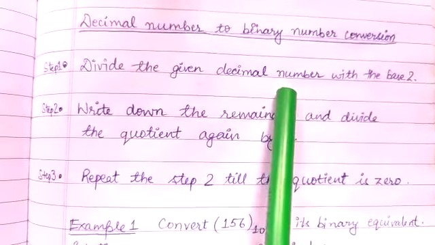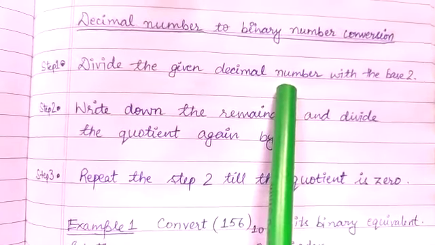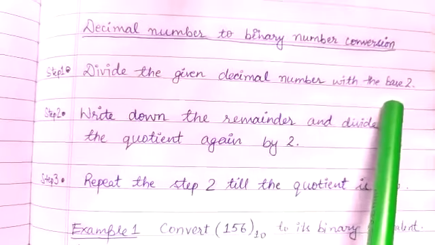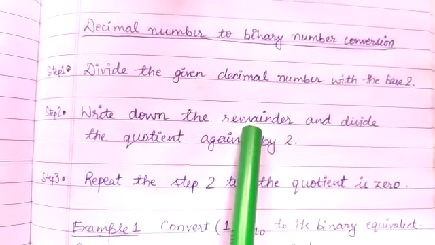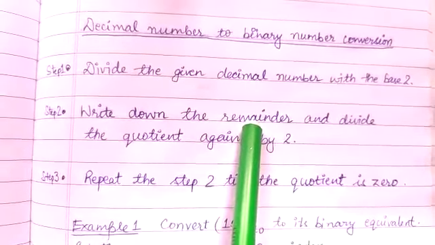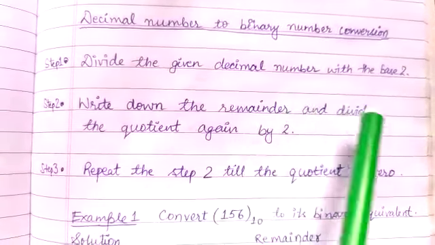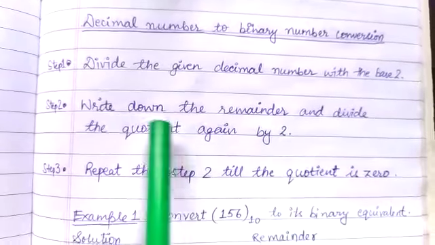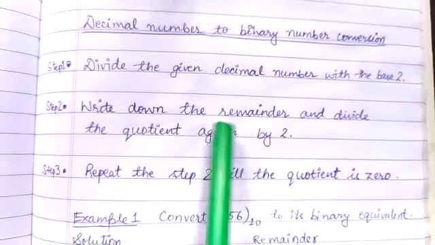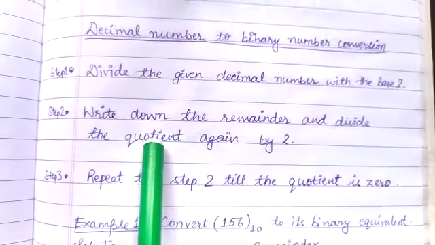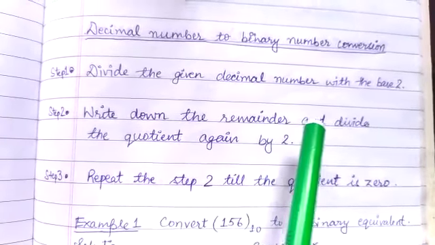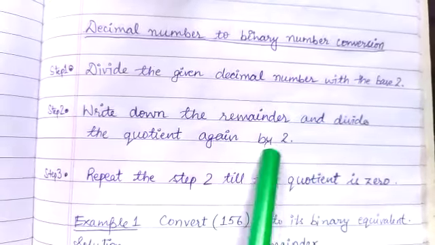Suppose for the decimal number you had taken 14. So when you divide 14 with 2, what will be the remainder? 14 divided by 2, remainder will be 0. And divide the quotient again by 2. So you will write the remainder, and what quotient you got? You got 7 as a quotient. So that will be written on the right side, and then 7 will be divided again by 2.